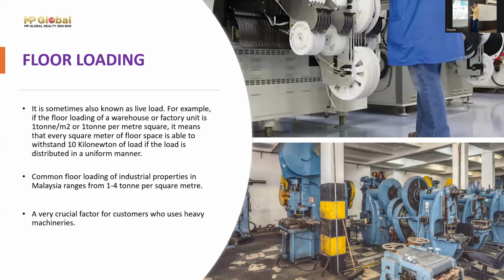All right, next, you all will be seeing this floor loading, right? So common floor loading in the market is actually 1 to 4 tons per square meter. So what is floor loading? For example, certain clients may be using it for machinery, production, or maybe cold storage. Sometimes they will have machinery that is very heavy. If the floor loading is not good enough and people put their heavy machinery on it, it might break the floor. So that's why we need to understand what floor loading is. This is very important.